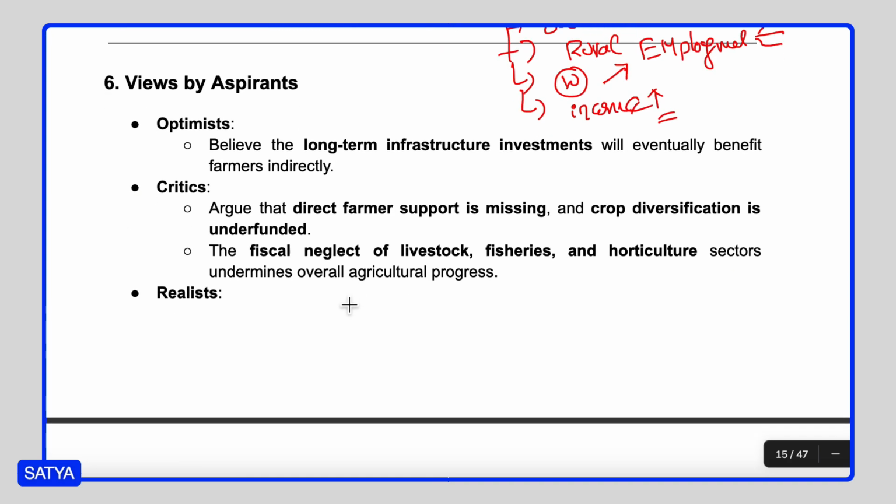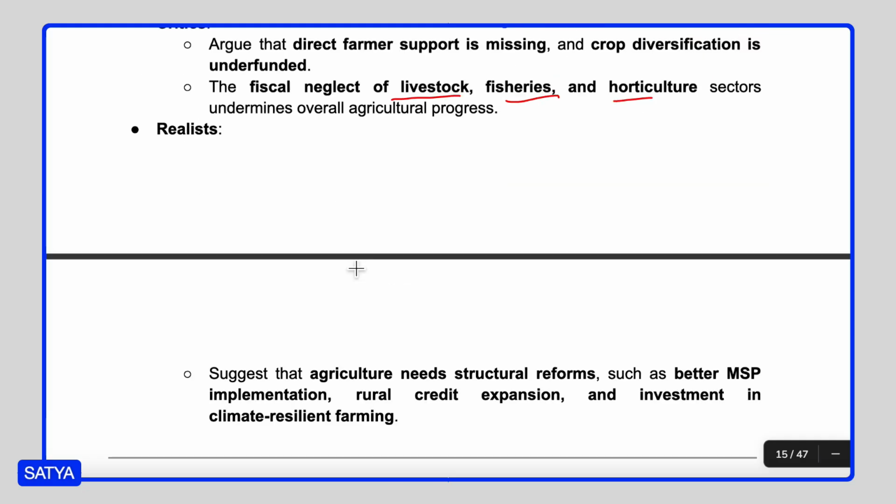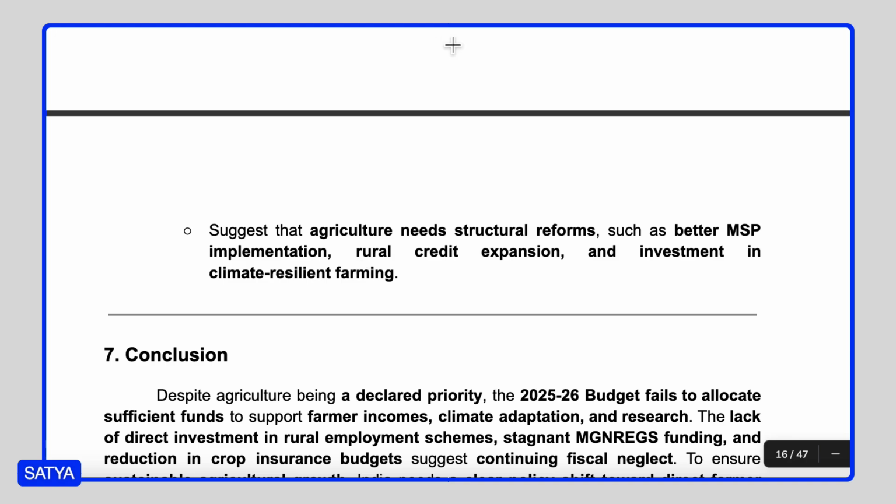Now we come to another structure, aspirant views. We need to believe in long-term infrastructure investment. At the same time, being a critic, you can argue that direct farmer support is missing, crop diversification is underfunded, and remaining areas like livestock, fisheries, and horticulture are neglected. As a practical person, you can suggest we need not just allocation but structural reforms such as better MSP, rural grid expansion, and investment in climate-resilient farming. These are the structural issues. If you address these issues, then agriculture will boom.